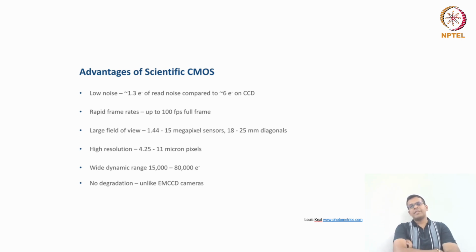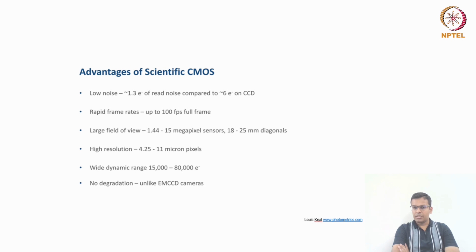So the advantages of scientific CMOS camera, which is known as sCMOS. Low noise, 1.3 electrons of read noise compared to 6 electrons on CCD, so the read noise is less. Rapid frame rate up to 100 FPS, that is frames per second, for full frames. Large field of view and high resolution, because the pixel sizes available are from 4.25 micron to 11 micron. So pixel sizes are smaller than EMCCD. EMCCD pixel size was 24 micrometer, whereas for sCMOS the pixel size is 4.25 to 11 micrometer.